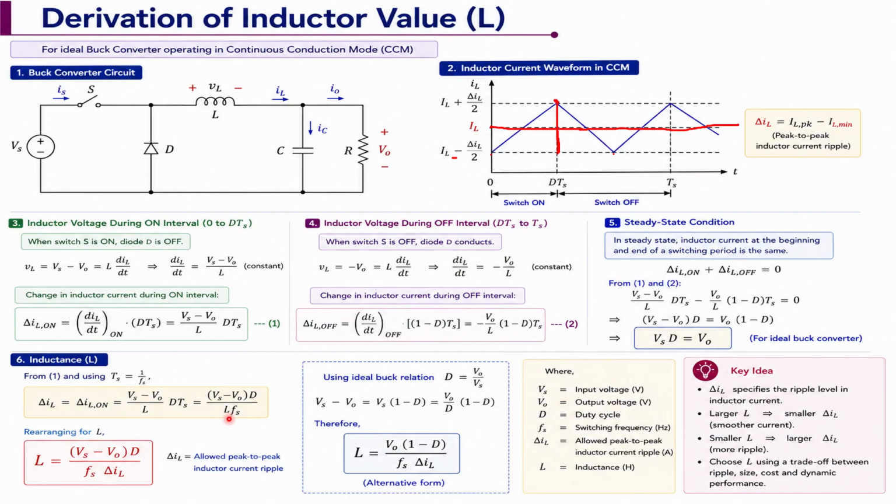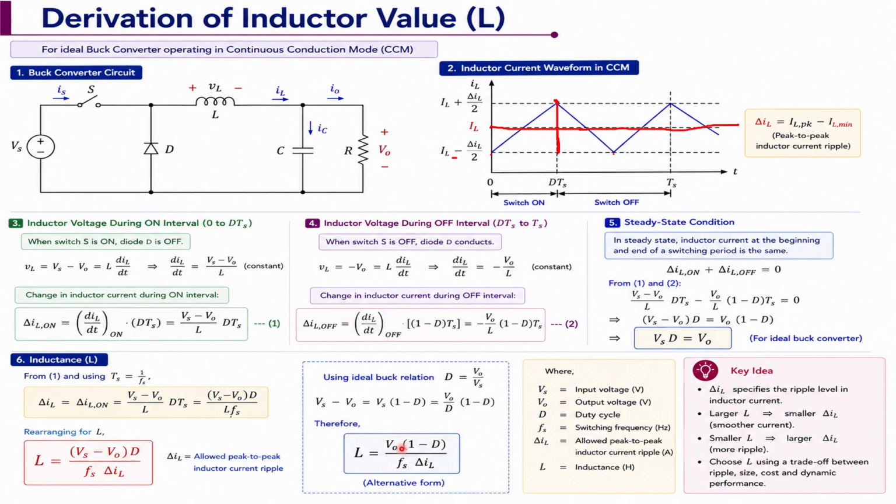So if you rearrange this equation, we will get the inductance value L is equal to Vs minus V naught into D divided by Fs into delta IL. This is the first equation.